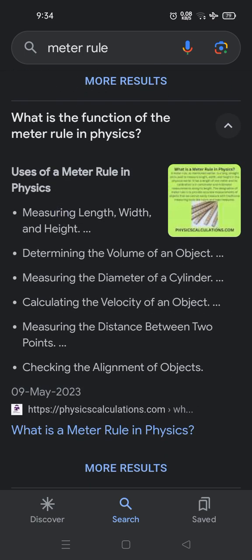What is the function of the meter rule in physics? Uses of a meter rule in physics: measuring length, width, and height, determining the volume of an object, measuring the diameter of a cylinder, calculating the velocity of an object, measuring the distance between 2 points, checking the alignment of objects.